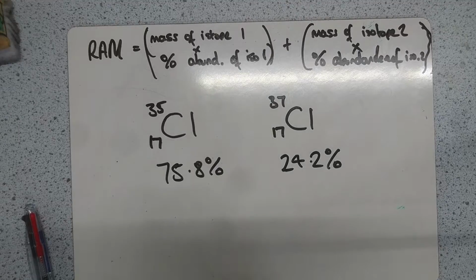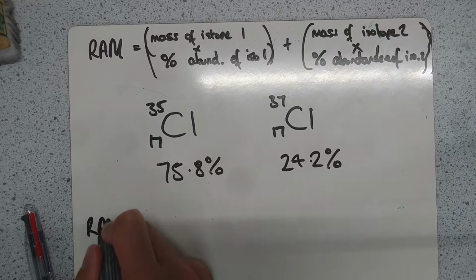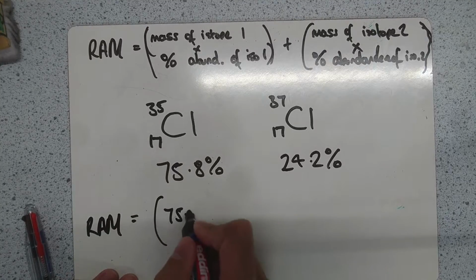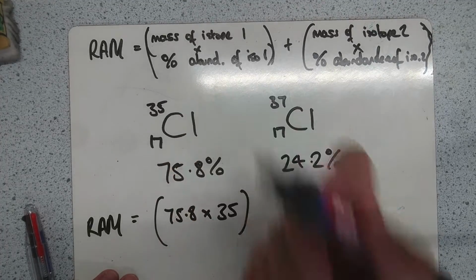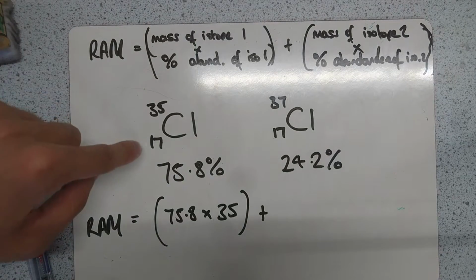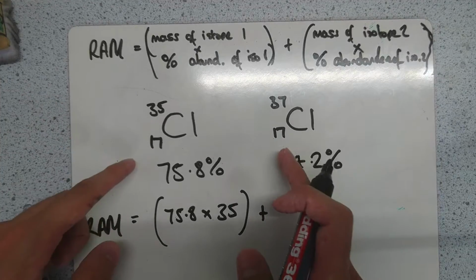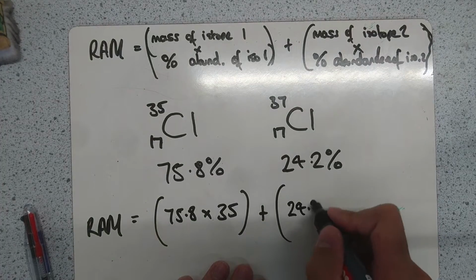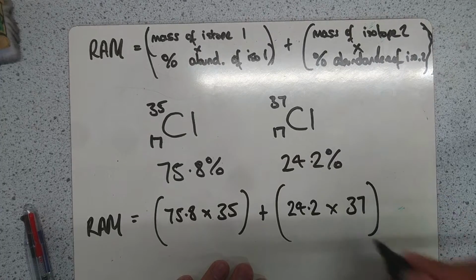We can then use our equation up here. So we do, first of all, our relative atomic mass, put into brackets 75.8 percentage abundance times 35. That's the mass of the isotope. Be careful with this, a common mistake is people use the atomic number here, but we need the mass number. The atomic number is not going to change between the two. We need the bit that changes. Then 24.2, the percentage abundance of isotope 2, times 37.